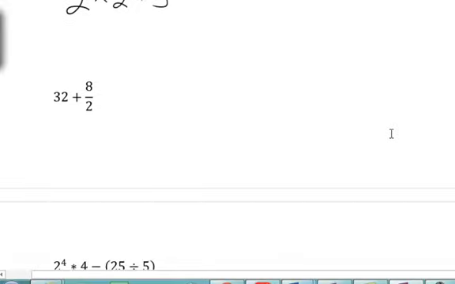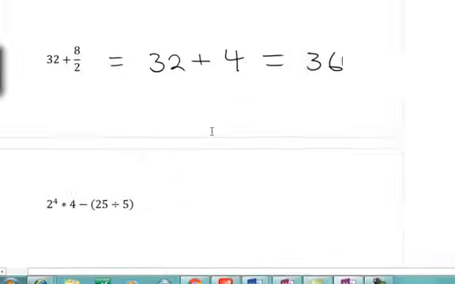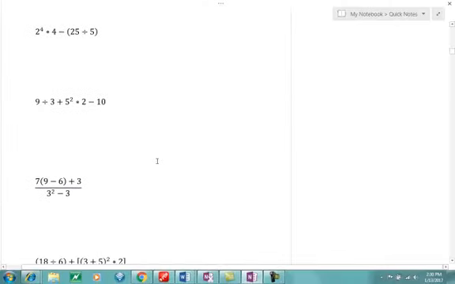My next problem here, 32 plus 8 divided by 2. Again, if you notice, I do not have any parentheses. I do not have any exponents. I do have division, 8 divided by 2. So I'm going to have 32 plus 8 divided by 2, which is 4. Finally, I can add. That gives me 36. I'm going to continue to scroll down to the next part here.